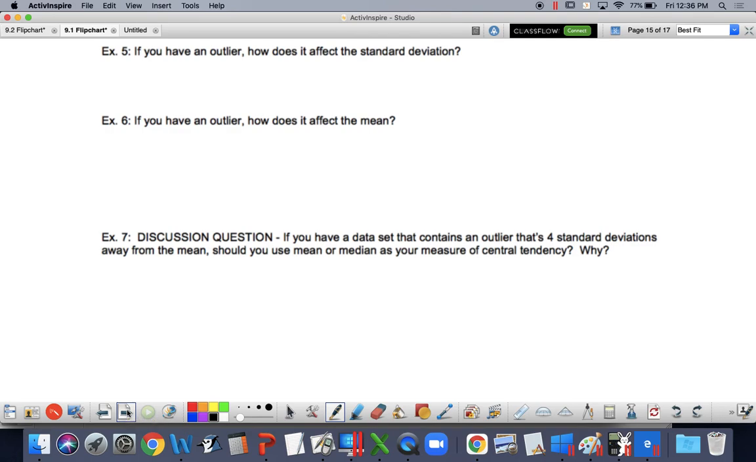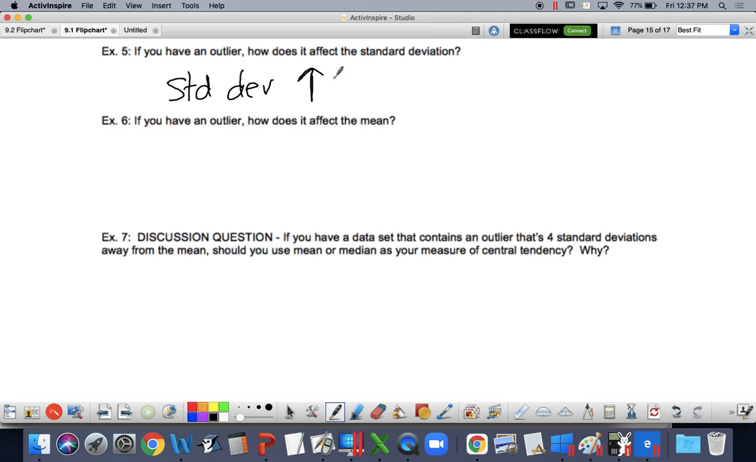What does it mean? Say I have an outlier. How is it going to affect my standard deviation? Say my data was really chunked around the mean, and then I added an outlier over here. Is my standard deviation going to be the same? No. Is my data more spread out now that I've got this data? Yes. So standard deviation is going to go up. It's going to get bigger.